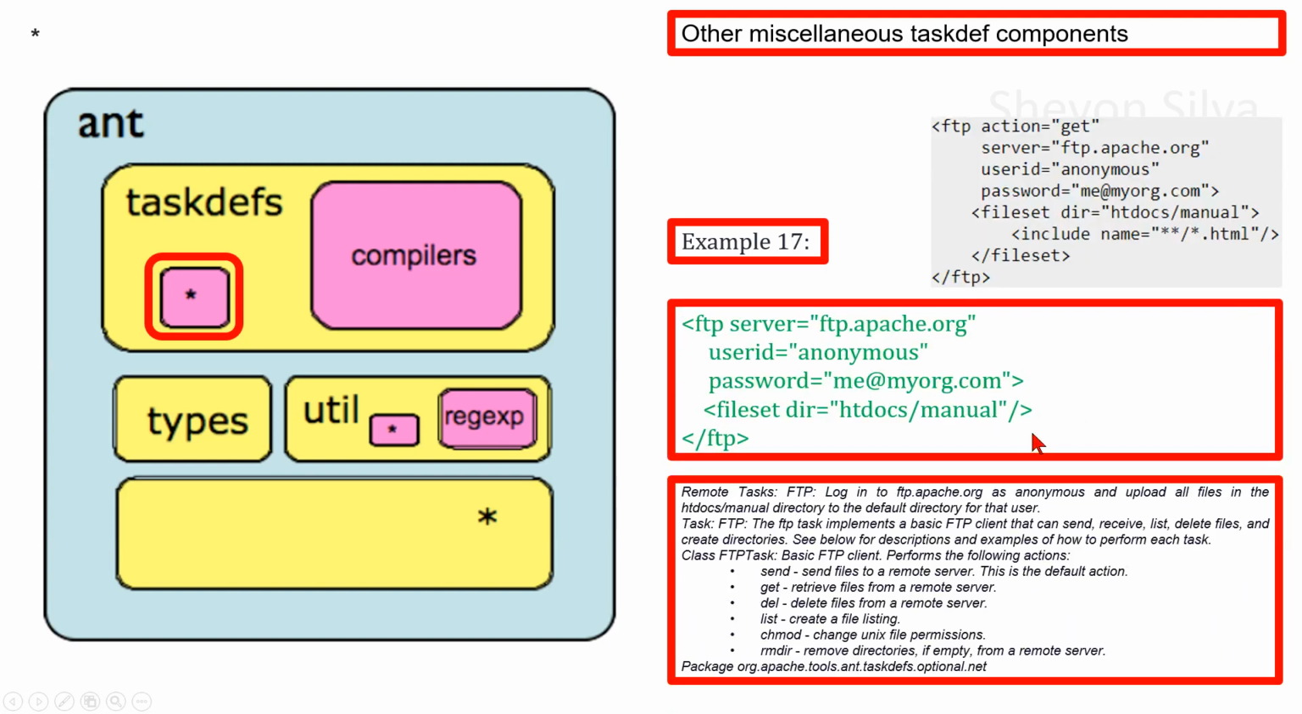Now we are considering FTP in remote tasks. Here, log in to ftp.apache.org as anonymous and upload all the files in the htdocs/manual directory to the default directory for that user.